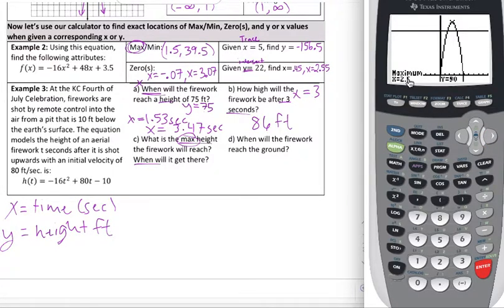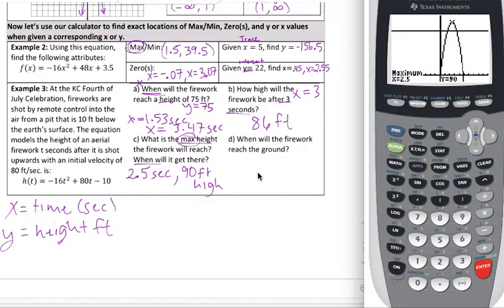All right, so my maximum says 2.5, 90. So remember, that means that at 2.5 seconds, that firework is going to be 90 feet high. So you get a maximum, you've got seconds and feet. That is 99% of the time what we're going to talk about in these real world problems, seconds versus height.